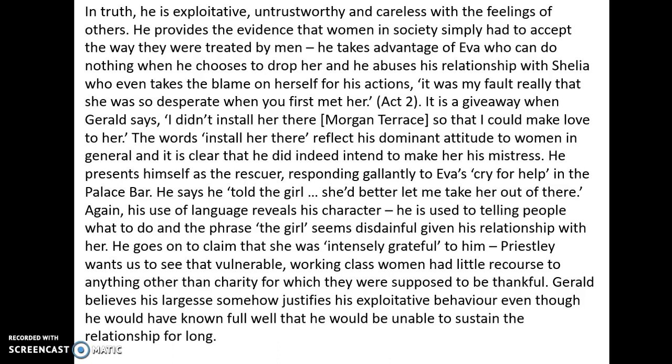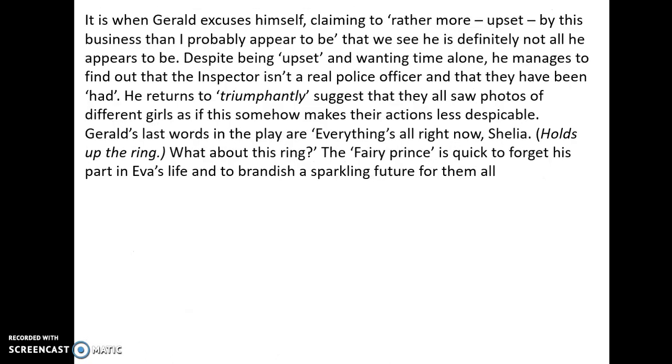Priestley wants us to see that vulnerable working-class women had little recourse to anything other than charity, for which they were supposed to be thankful. Gerald believes his largesse somehow justifies his exploitive behaviour, even though he would have known full well that he would be unable to sustain the relationship for long. It's when Gerald excuses himself, claiming to be rather more upset by this business than I probably appear to be, that we see he's definitely not all he appears to be.